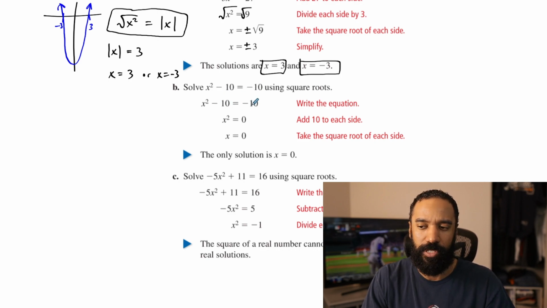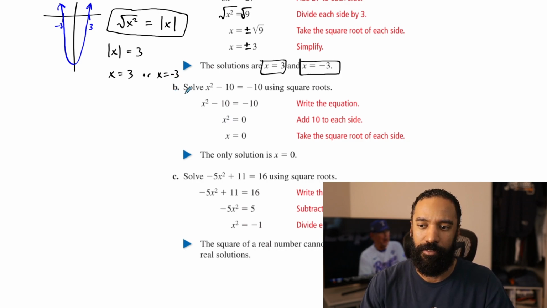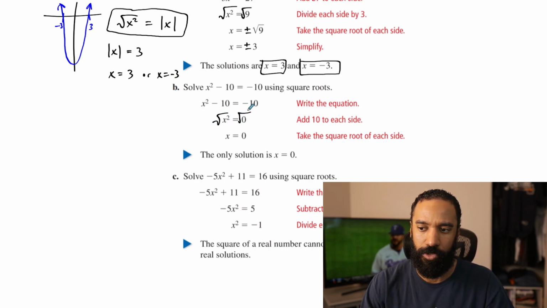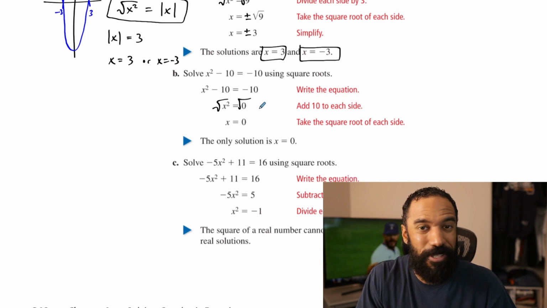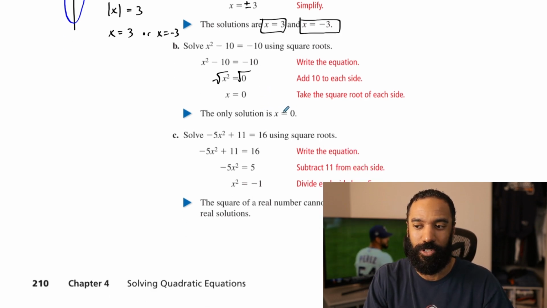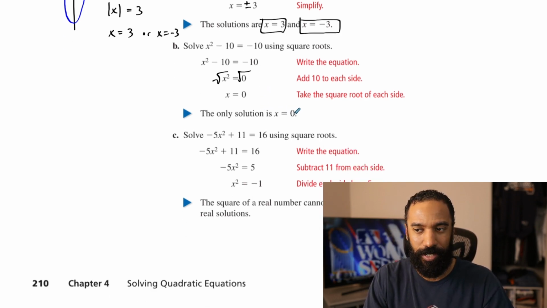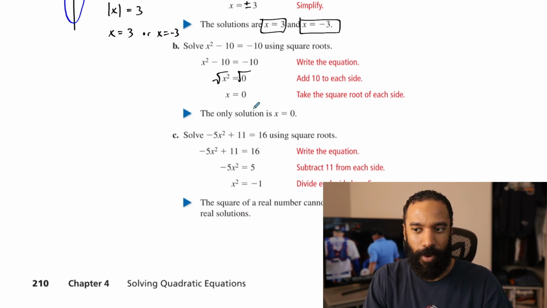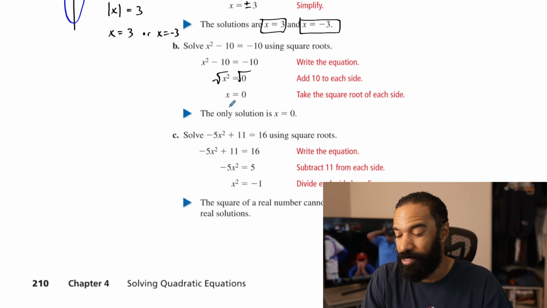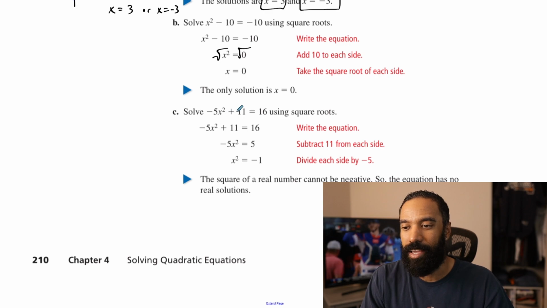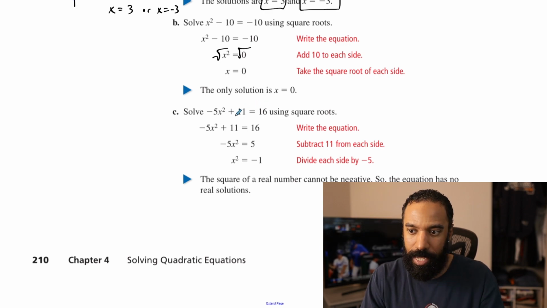If I add 10 to both sides, I do get 0 on the right side, and taking the square root of both sides does just give you 0. You could say plus or minus 0, but 0 is neither positive nor negative. It is neutral. There is only one solution, which also means in terms of that graphing set, your vertex is on the x-axis. Solve negative 5x squared plus 11 equals 16.